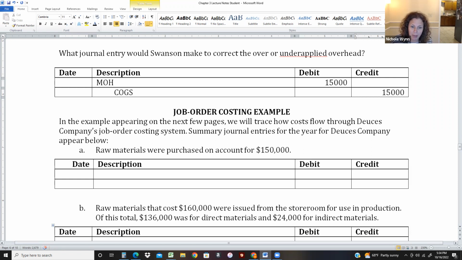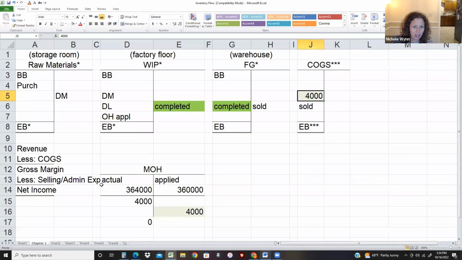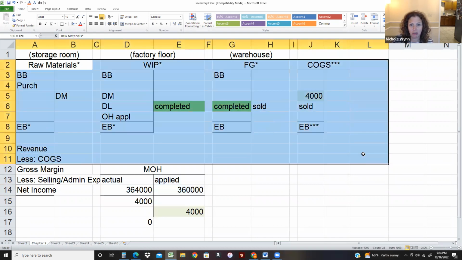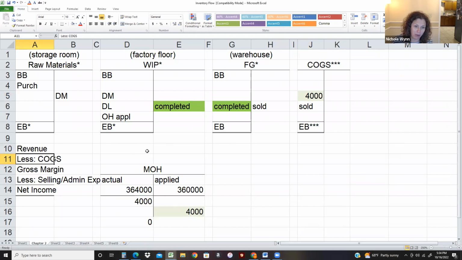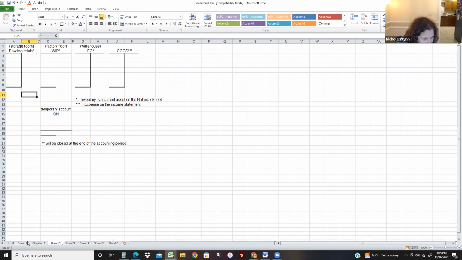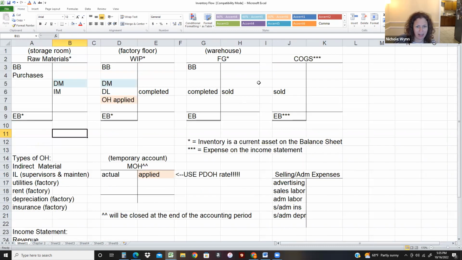I want to keep in mind that the only T accounts that I'm concerned with are these. I am trying to build income statements in this chapter. And I'm going to keep track of my inventory, my COGS, and my overhead so that I can get COGS. Because remember, whatever the balance is in overhead needs to be zeroed out. So I can get COGS so that I can subtract selling and admin to get to net income. So this is a really nice sheet.